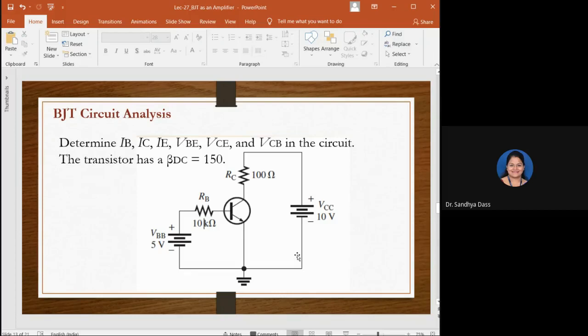How is the transistor used here? What is the configuration of the transistor? In which configuration is this transistor used here? Can you identify? Common emitter. Which type of transistor is this? PNP. Is it PNP?